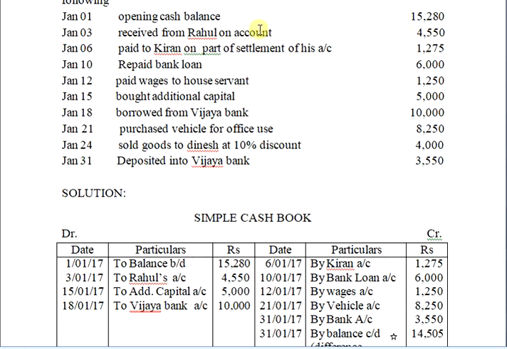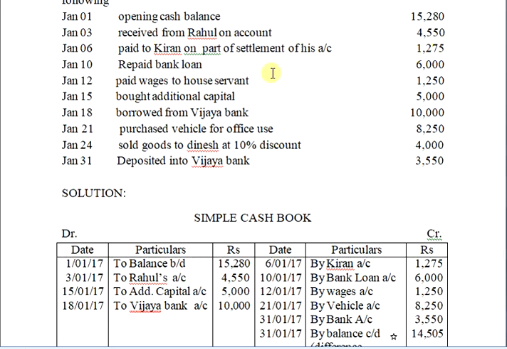When we receive cash, our cash balance increases. On which date? 3/1/2017, to Rahul's account. It should be recorded on the debit side because debit increases. Why? Cash is an asset, so we record here that the asset balance increases. How much have we recorded? 4,550. Again on Jan 6th, paid to Kiran as part settlement of his account, 1,275.